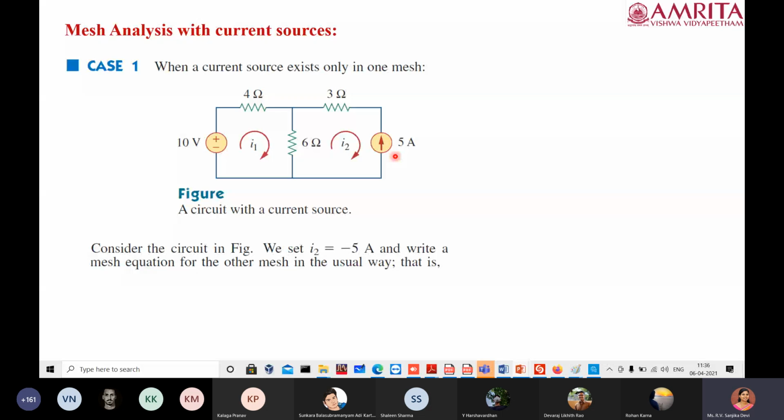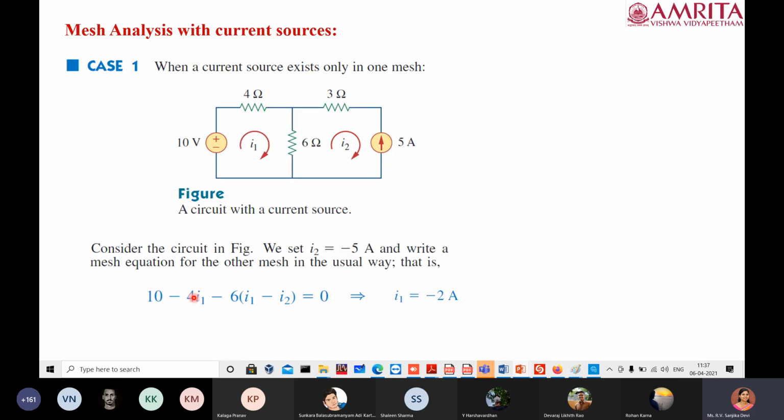For finding I1, we have to write the KVL equation for the first loop. For the first loop, we can write 10 minus 4 I1 minus 6 times (I1 minus I2), because the 6 ohm resistor is common between two meshes. So the current flowing through it will be the difference between the two currents. Since we are writing the loop equation for the first loop, the reference direction should be the direction of I1, so it is minus 6 into (I1 minus I2). The I2 value we have already determined from the current source. By substituting I2 as minus 5, with a single equation we can find the other unknown current, which is I1.